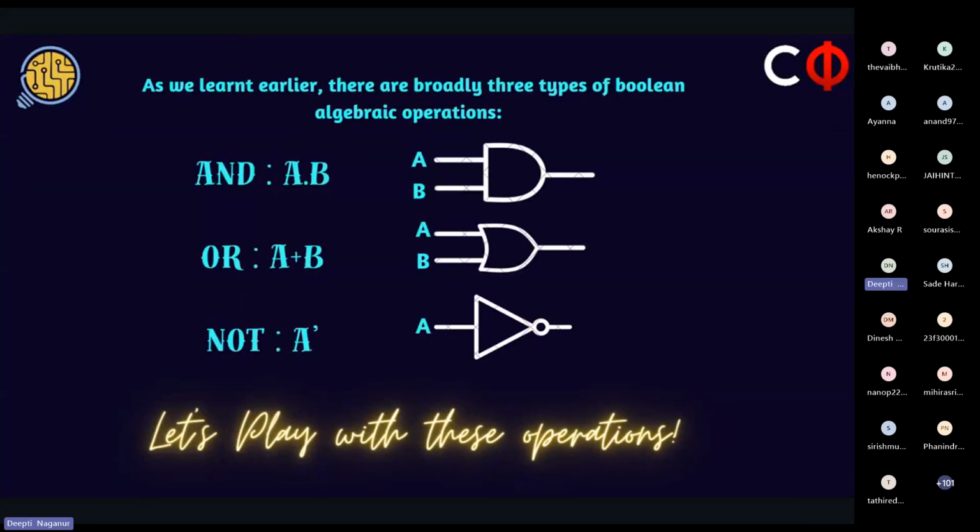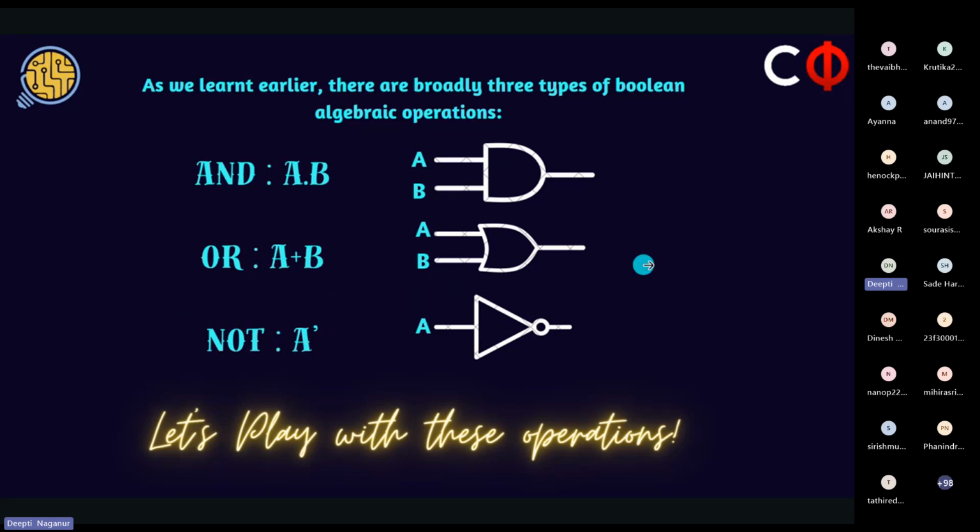Okay. So as we have learned, I hope you guys are aware of this. There are broadly three types of Boolean algebraic operations, that is and, or, and not. So firstly, to give you a brief, what is and? And is basically you have A and B as the input, and there is some output that we are getting from these A and B. So when I multiply them, that is A dot B, I am doing the and operation. If I add A and B, I am doing or operation. And what is not?